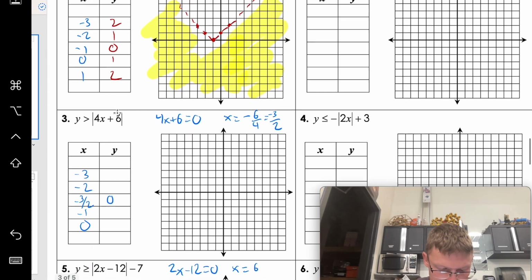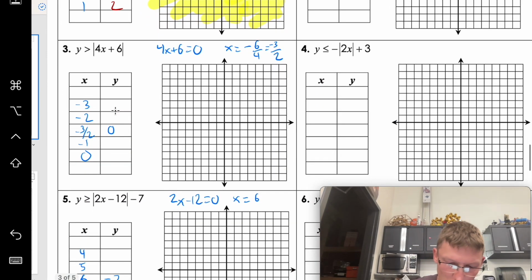So down here with number 3, we're going to do the same thing. We're going to take the inside of here, set that equal to 0, and then do some algebra and, oh no, x equals a fraction. Ew, gross, right? It's fine.